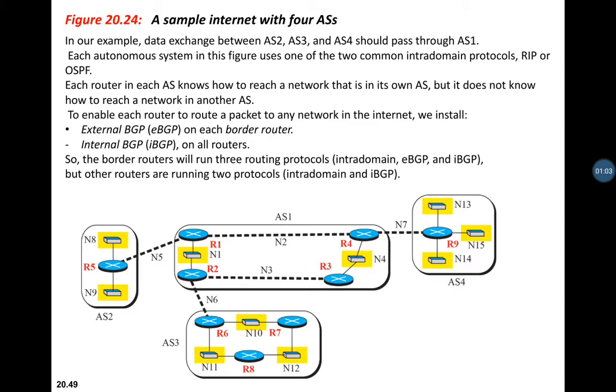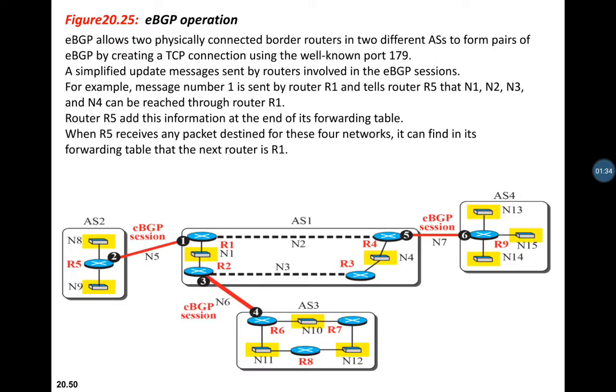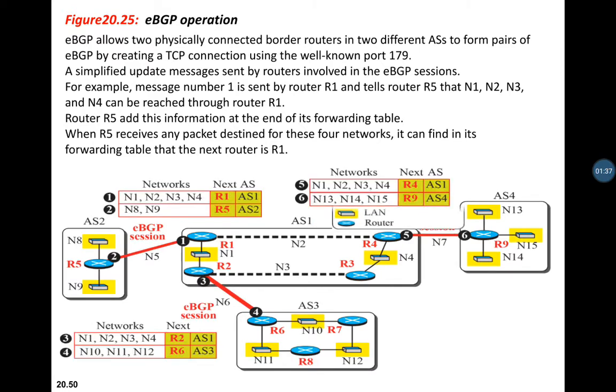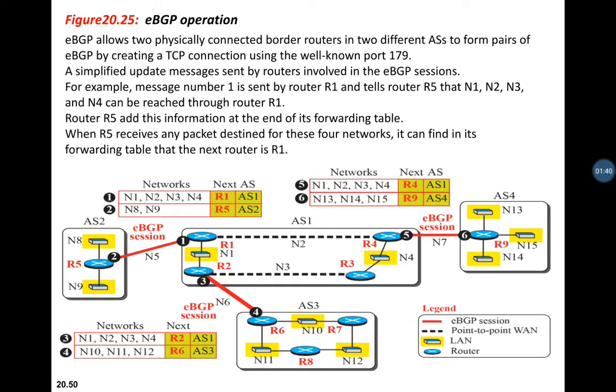Here each router in an autonomous system knows how to reach the networks in its own autonomous system. But to reach a network outside the autonomous system, we need external BGP installed on each border router, which is eBGP, and internal BGP on all the routers. So the border routers will run 3 protocols and the other routers run 2 protocols. That we had also discussed. Then the eBGP operation was discussed.